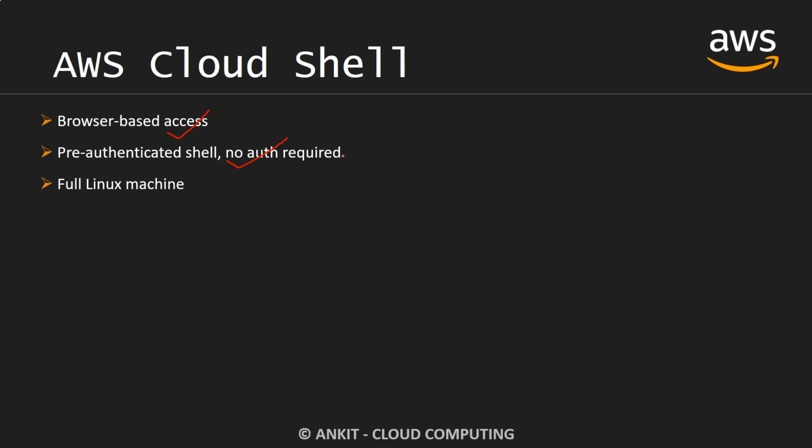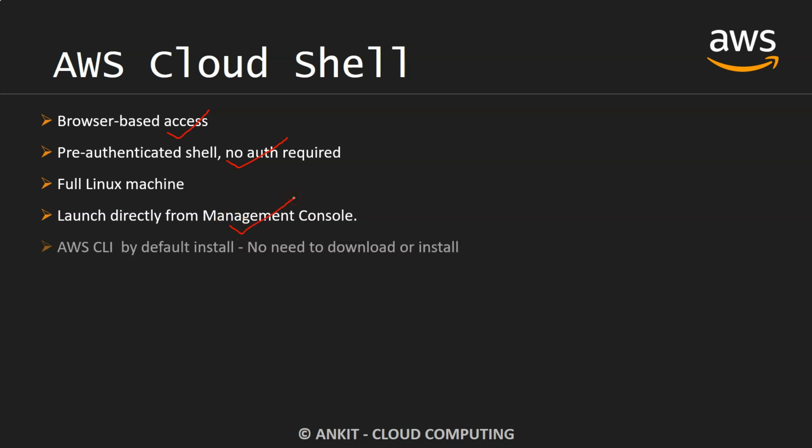But it is available in a limited region. I'll show you which regions are currently supported. And you can just directly launch it from your management console. Once you enter the management console, you can launch your Linux machine. Now the AWS CLI is installed by default here, so you do not need to download or install anything. That's one of the very good things. And a lot of dev tools are also installed by default. So if you are going to use AWS CloudShell for development purposes, you can always go ahead. So let's have a look at the complete hands-on and you'll get a better idea.